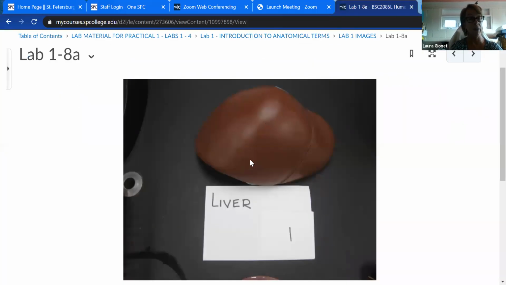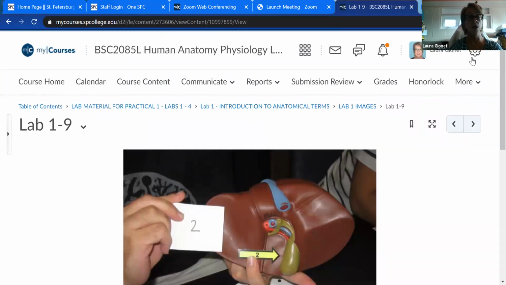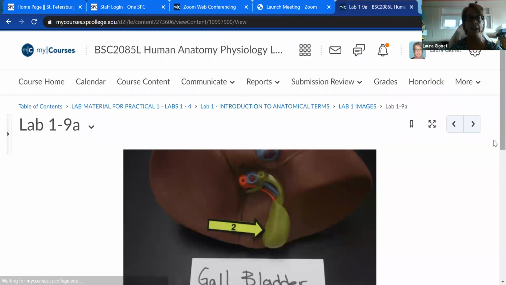Here's another picture of a liver. This is darker. Then on the undersurface, what's called the inferior surface, using directional terms, here's a gallbladder, always color-coded as green. That's the little organ on the undersurface or inferior aspect of the liver, is that gallbladder.